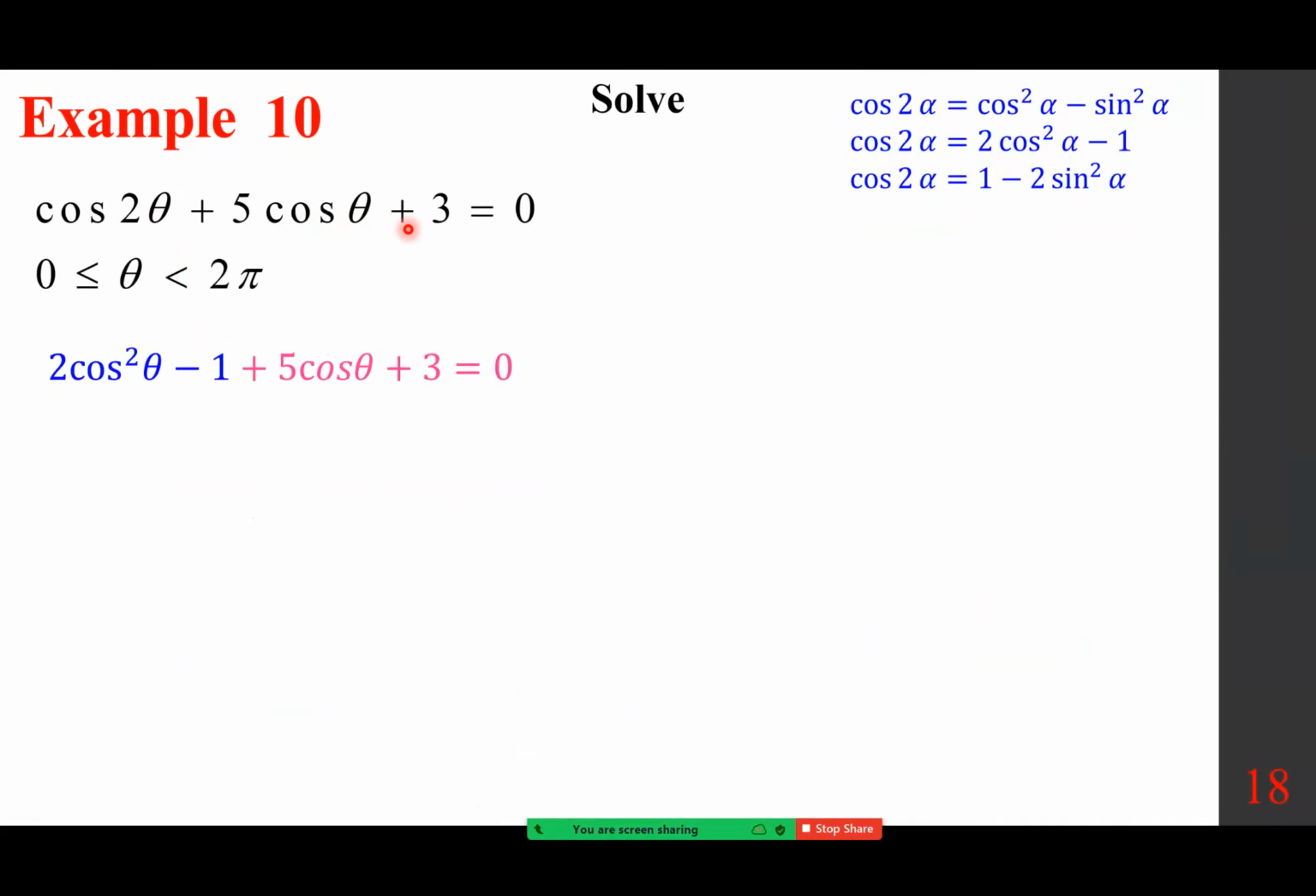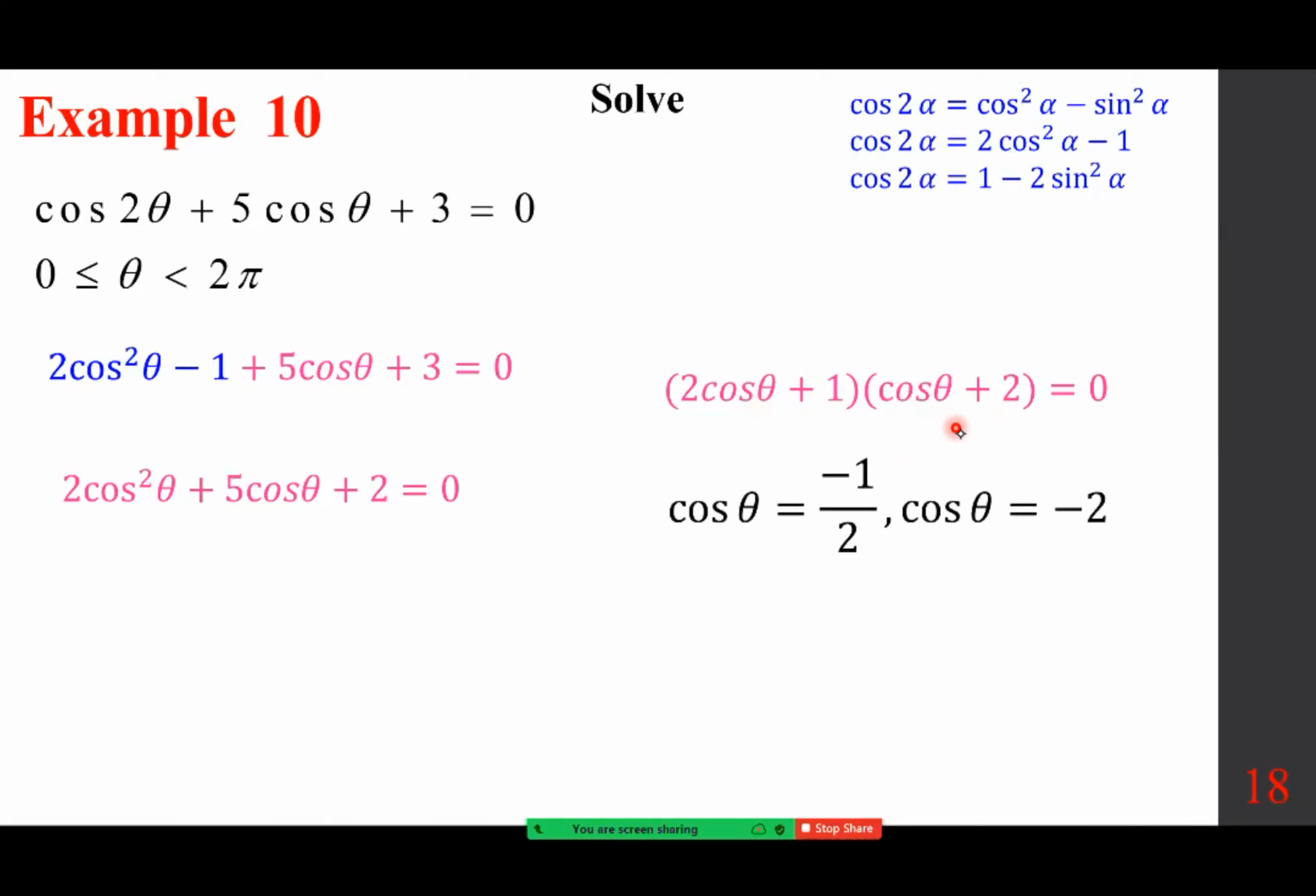So we have 2 cosine squared theta plus 5 cosine theta plus 2, and these 2 add up to positive 2. It's just a matter of factoring. I'm going to assume everybody can factor. This 2 is a prime number, so it's 2 and 1. 2 is also a prime number, it's 1 and 2. So it's very simple. This tells you cosine theta is negative 1/2, and this tells you cosine theta is negative 2. Needless to say, this has no solutions, right? Cosine can't be negative 2. Cosine is between negative 1 and 1.